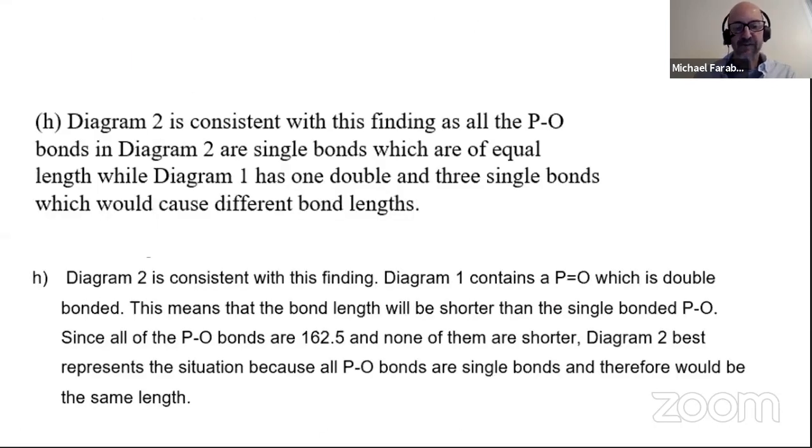Diagram 2 is consistent with this finding, as all of the PO bonds in diagram 2 are single bonds which are of equal length, while diagram 1 has one double and 3 single bonds, which would cause different bond lengths. Now, this person is not talking about resonance at all, just simply the two structures compared side by side. Another person says, diagram 1 contains a PO bond that is double. That means that the bond length will be shorter than the single bonded PO. So again, they're not talking about resonance, but simply that you have uneven bond lengths, whereas in diagram 2, all of the bonds are single bonds and are the same length.